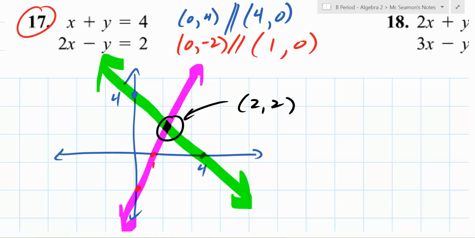Can a point work in one but not the other? Yes. Like this point right here is on the green one, but is it on the purple one? No, it's not. So you need to test it in both. 2 plus 2 is 4. 4 minus 2 is 2. So does it work? Yep, it does.